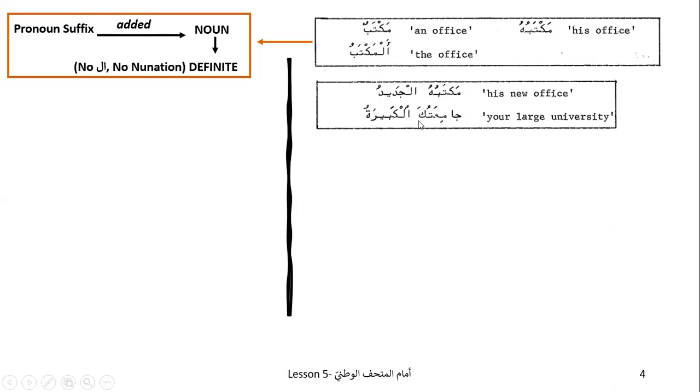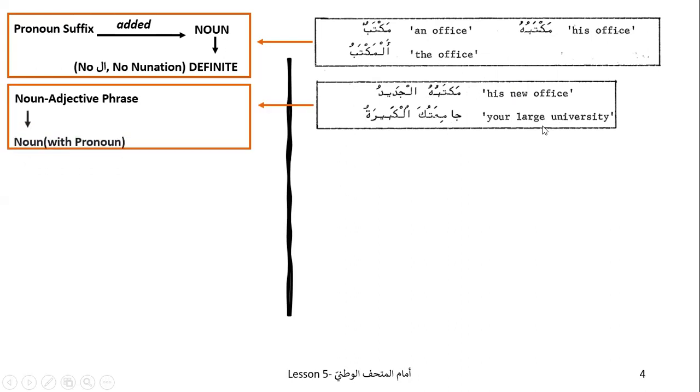Another thing to consider is noun adjective phrases: maktabuhul jadidu, his new office. So it's a noun adjective phrase. Jamiatukal kabiratu, your large university. This is a noun adjective phrase. Now what happens in a noun adjective phrase? The noun which is with a pronoun, maktabuhu, jamiatuka, takes a definite adjective. So always remember when you add a pronoun suffix to a noun, it becomes definite, and therefore you will take the definite noun as the adjective for it. When you are describing a noun with a pronoun suffix, the adjective has to be definite.